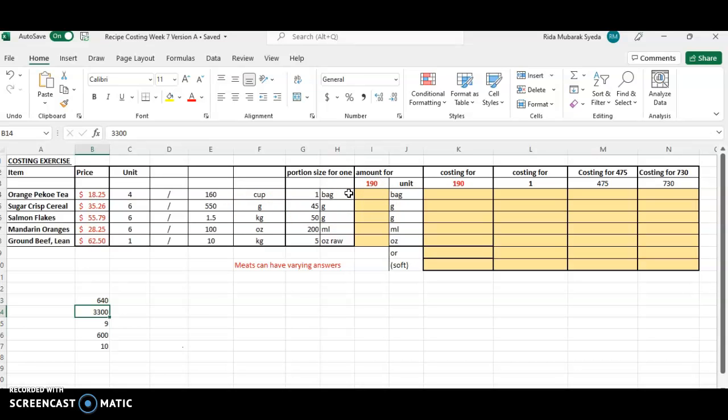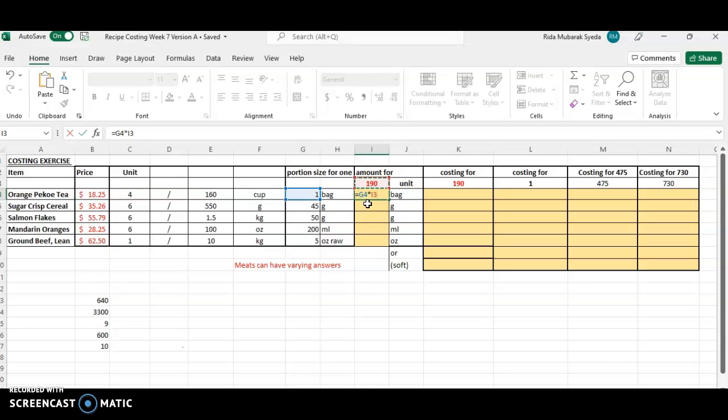So for this column, we are supposed to quantify the ingredients. So if there's 1 tea bag needed for 1 person, how much do you need for 190? So basically we need to multiply 1 by 190 and we'll get the answer. So that's what we were supposed to do basically over here.